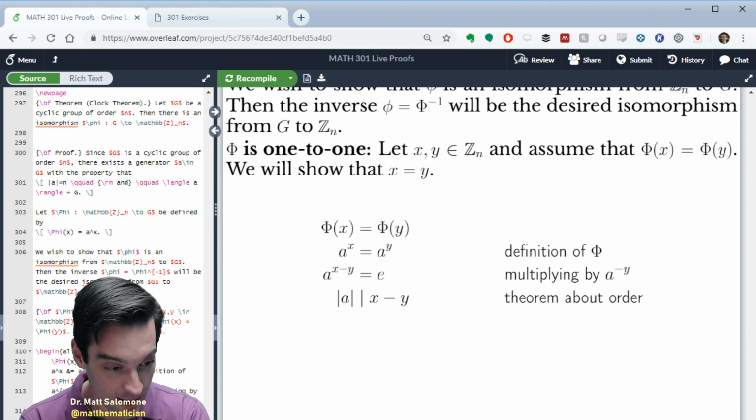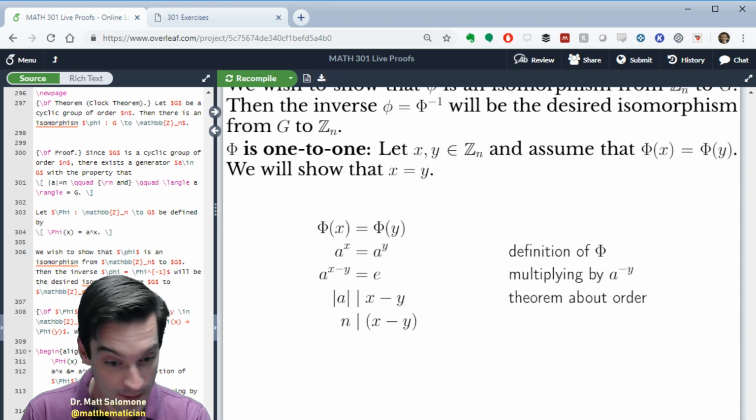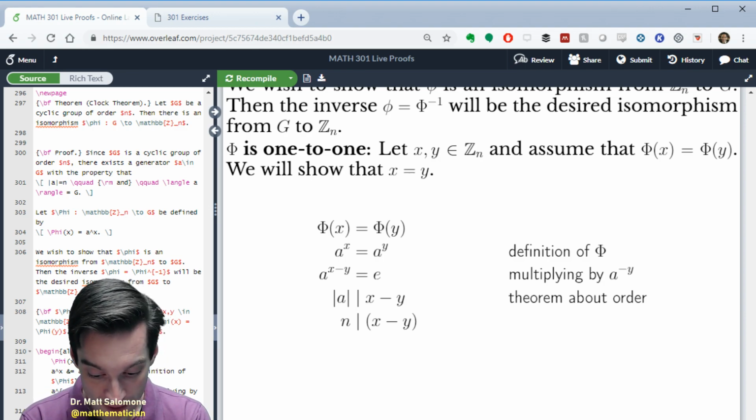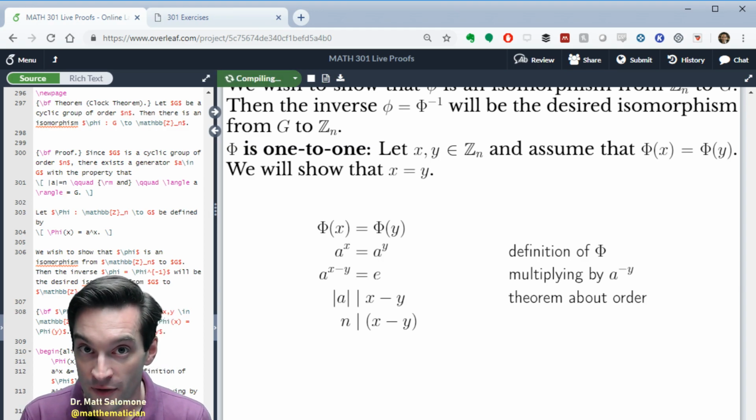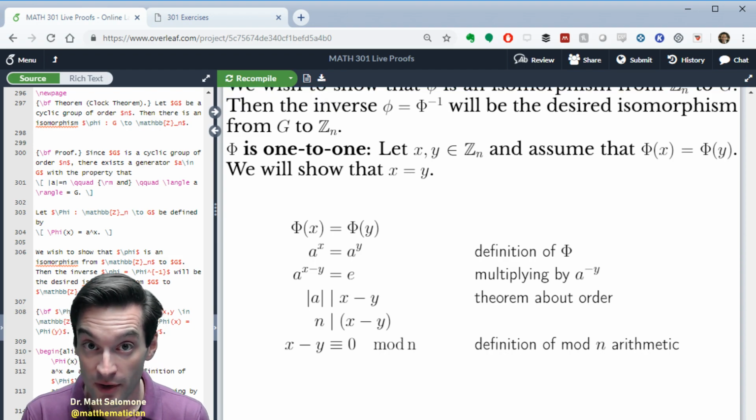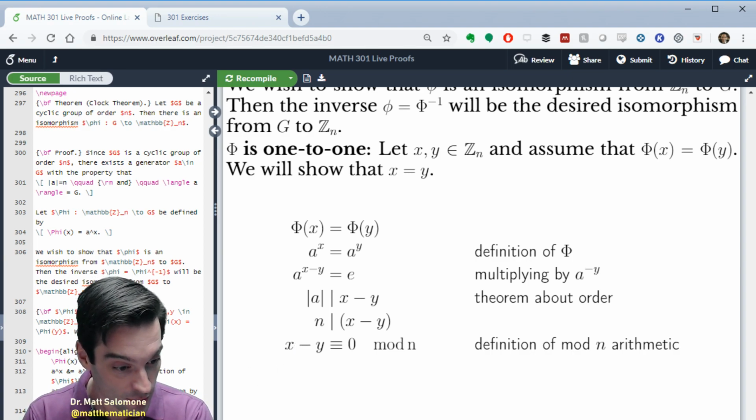But the order of a is what we called n. And so we've just shown that n divides x minus y. But if n divides x minus y, that means that x minus y is equivalent to 0 mod n. And this is by definition of mod n arithmetic. The very definition of two things being equivalent to one another mod n is that their difference is a multiple of n. And so that's what we're saying here. But if x minus y is congruent to 0 mod n, I can add y to both sides, mod n, to find out that x is congruent to y, mod n.